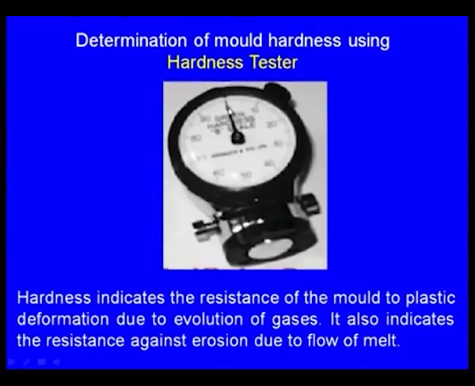Because of that, the dial gauge here will be rotating. How much it is rotating, accordingly we can know the hardness of the molding sand. Not only on the specimen, even on the final mold we can find out the hardness in a similar way. Just take this hardness tester and press it on the mold, and we can know the reading.